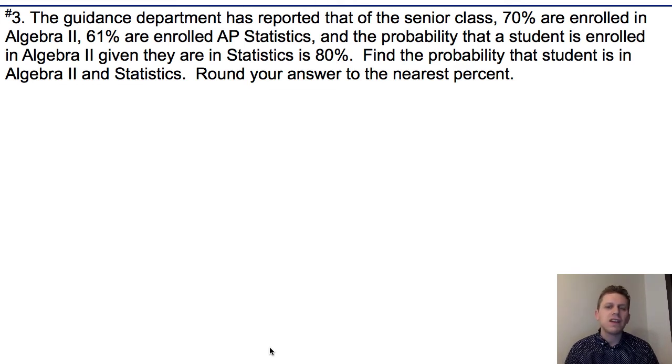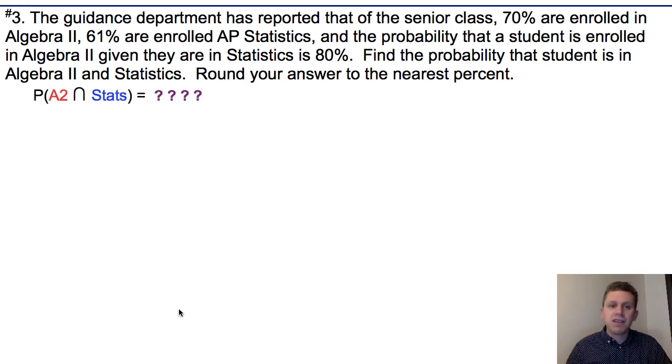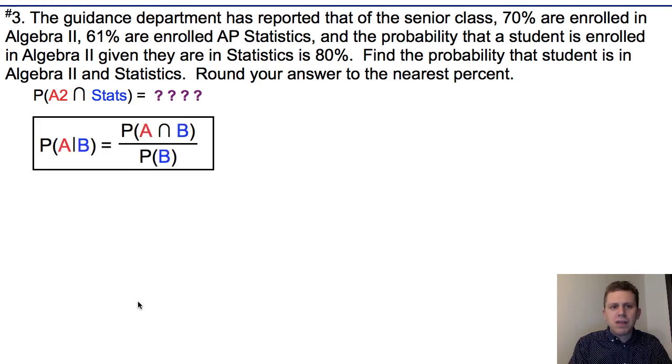First thing we want to do is figure out what we want to find. Here I want to find the probability that a student is in Algebra 2 and Statistics. Well, wait a minute. This is actually very different from all the other examples we've done. In all the other examples, we were looking for A given B. Now, actually, we're looking for the and part. Well, it's not too different. If I think about it, I'm going to have this formula here, and I'm just going to be solving for the numerator. That's all. I'm going to be solving for the intersection.